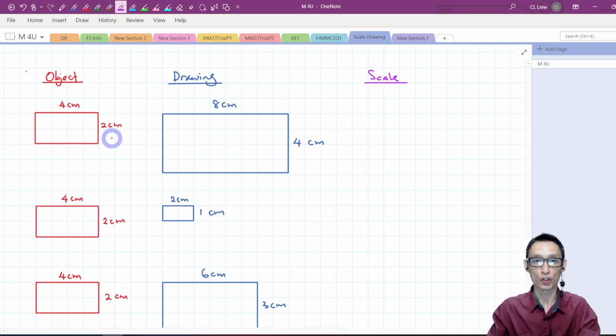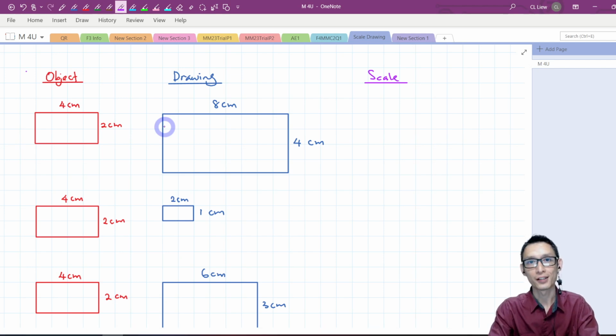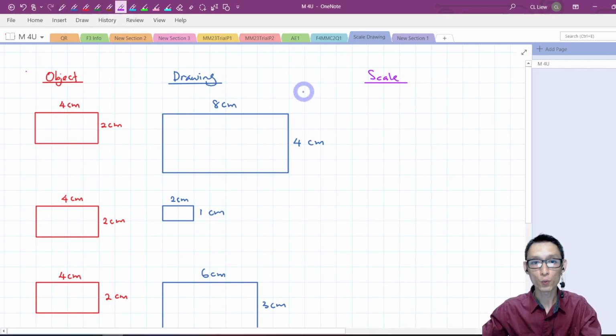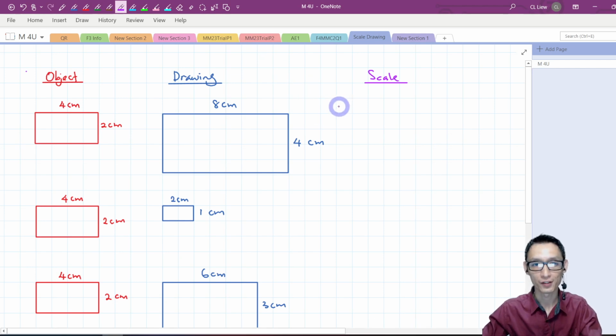So remember, the scale drawing, the drawing and the object, they are similar. Okay, so how do we determine the scale of a scale drawing? It's actually very simple. Always remember, when you want to determine the scale of a scale drawing, put the length of the drawing on the top and the length of the object at the bottom, or the length of the drawing on the left and the length of the object on the right. Okay, let me show you this. Scale. So this is the drawing, right? Put on the top.